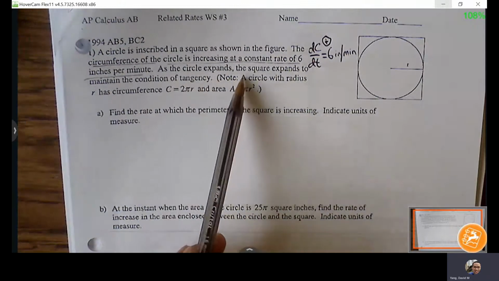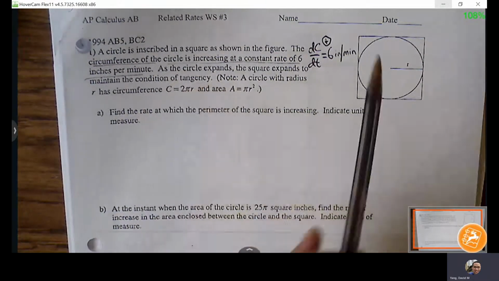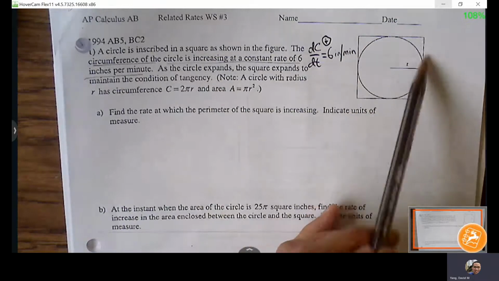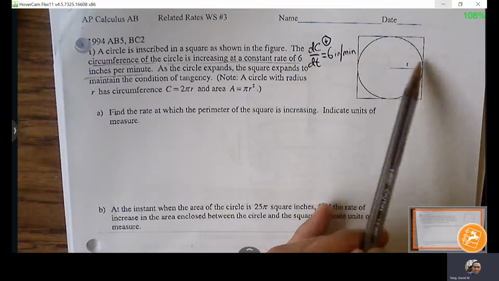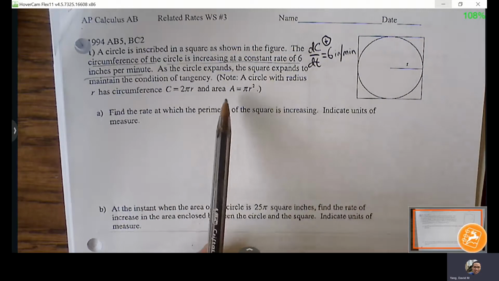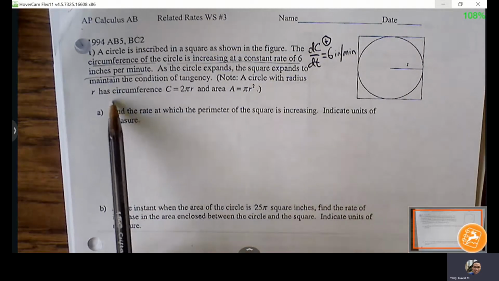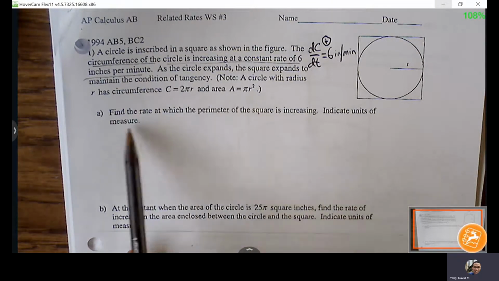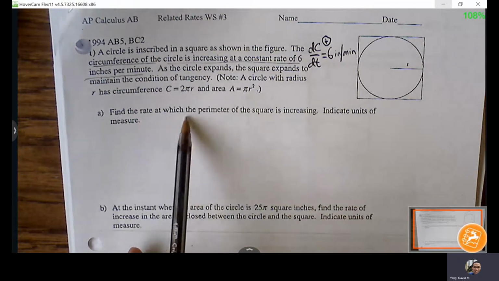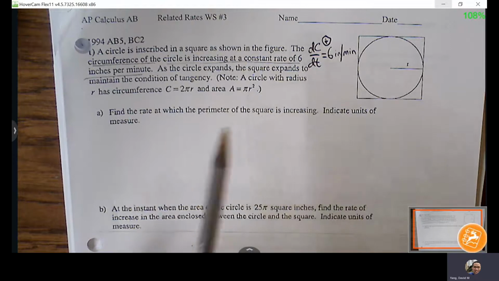As the circle expands, the square expands to maintain the condition of tangency. So the circle will expand, and the square is going to expand along with it, but it's still going to be touching all the sides at those points. A circle has a circumference of C equals 2 pi r, and area of pi r squared. Part A says, find the rate at which the perimeter of the square is increasing.